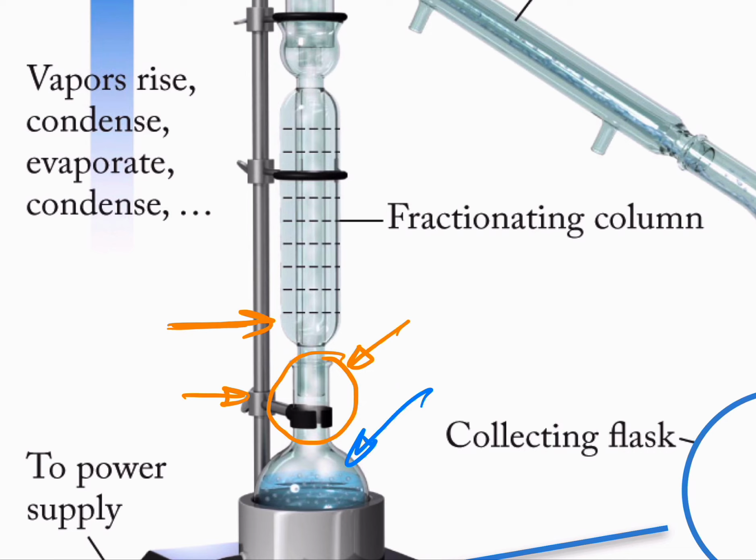Then as the apparatus heats up, this plate is going to evaporate, and that's going to be more enriched in ethanol. It's going to condense on the next plate and be even more enriched, and so on and so forth as it goes up the distillation column.